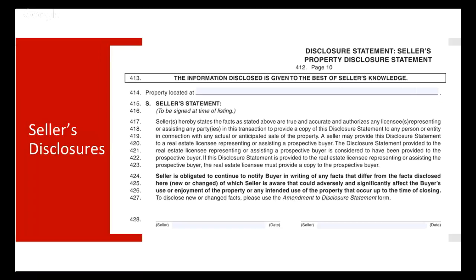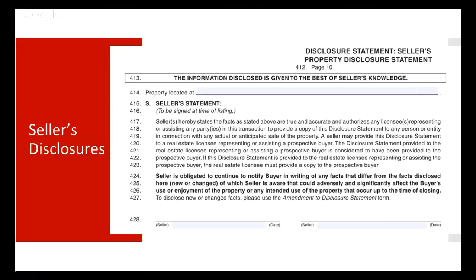To disclose new or changed facts, please use the amendment to disclosure statement. This is a change. What we used to do is have everybody sign off. Then we would wait till we signed off on this to say, hey, did anything change between now and when these disclosures were originally written, right? But what we were failing to do is capture all that time that was pending, right?